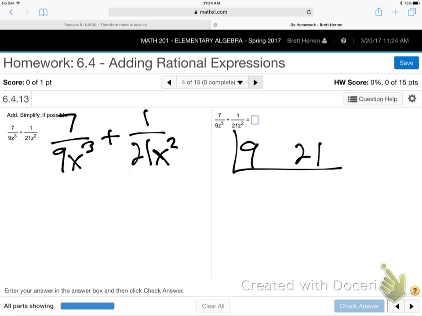Yeah, so what goes into 9 and 21? 3. 3 goes into 9 3 times. 3 goes into 21 7 times. Right? Remember how that works from last week? Now, what goes into 3 and 7? Does anything go into 3 and 7? No. So we're done. Where's my answer? Multiply, multiply, multiply, right? 63. 63? Good.